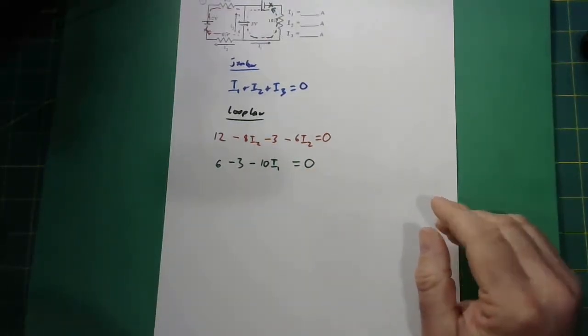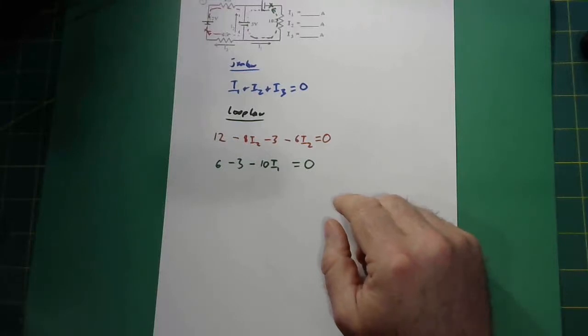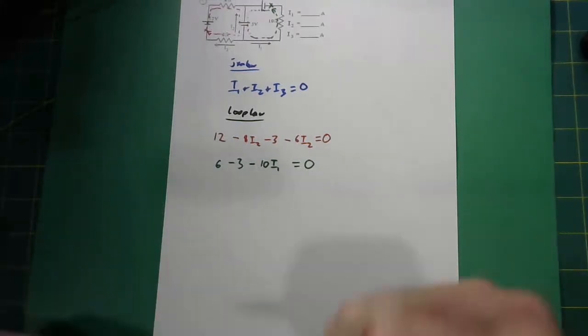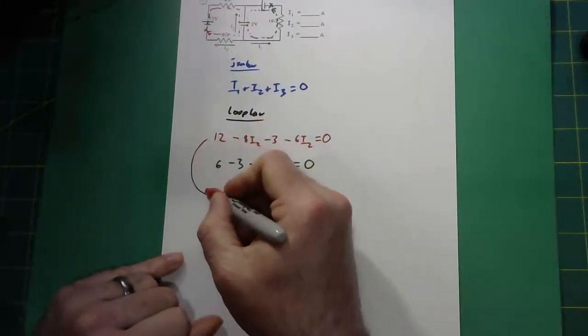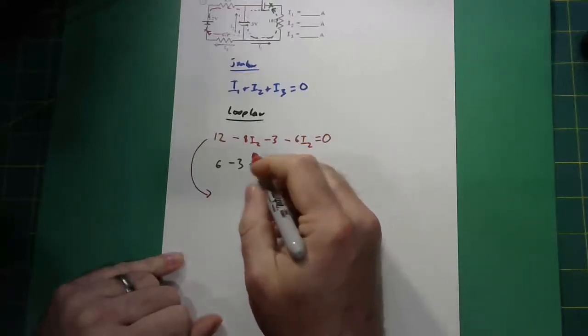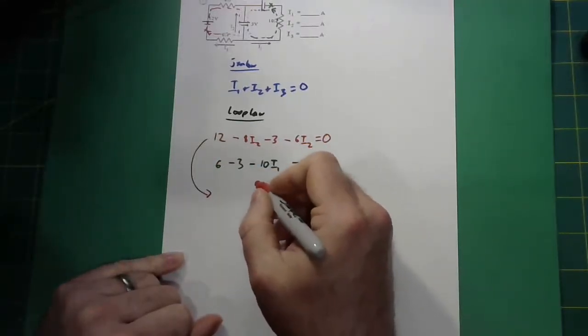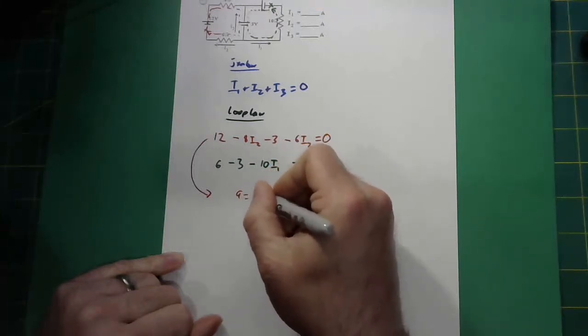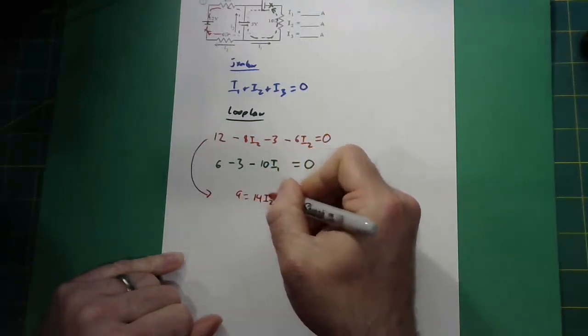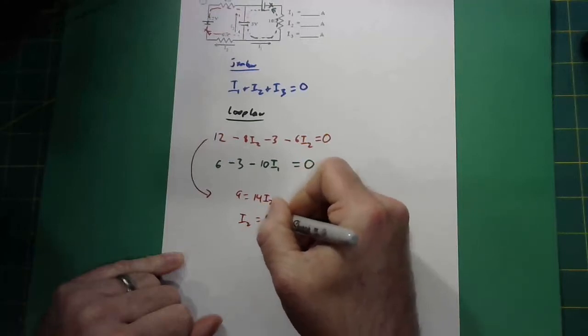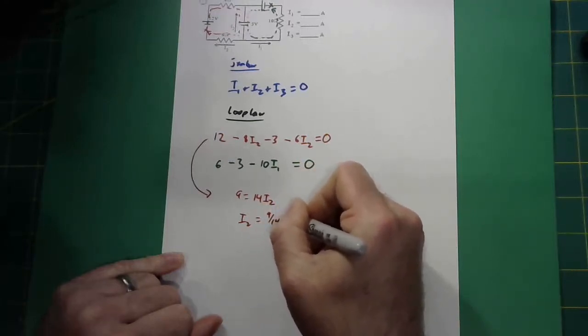So I can rearrange this loop law, and I should be able to solve, get my constant terms together. 12 minus 3 is 9. Move the I2s to the other side. So I'm going to have 9 equals, what is that? 9 is going to equal 14 I2. Rearranging, you get that I2 is 9/14 of an amp.